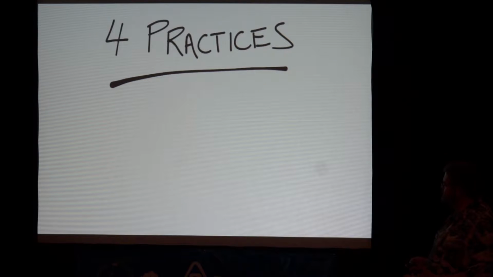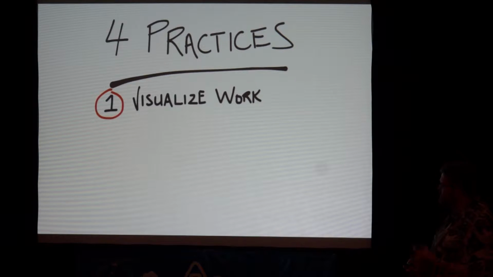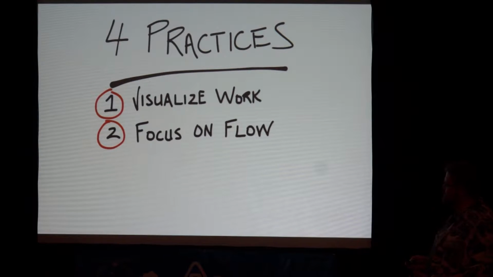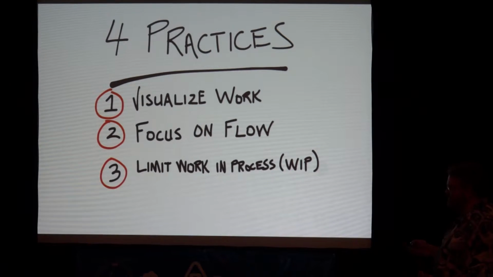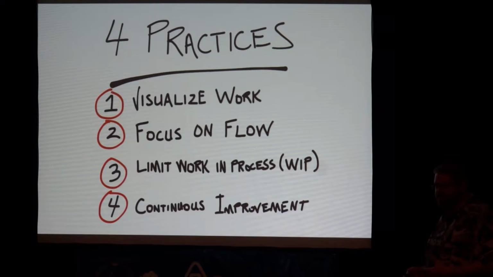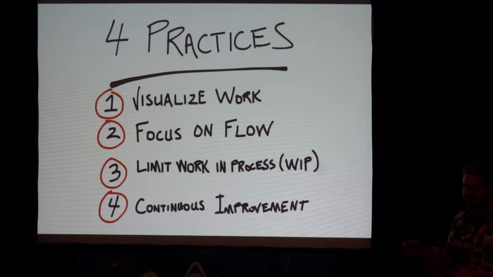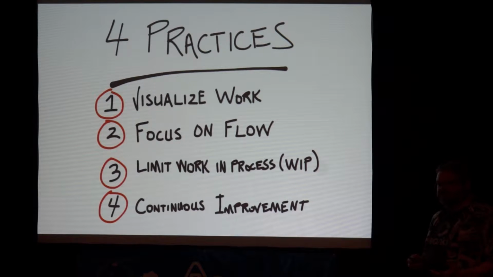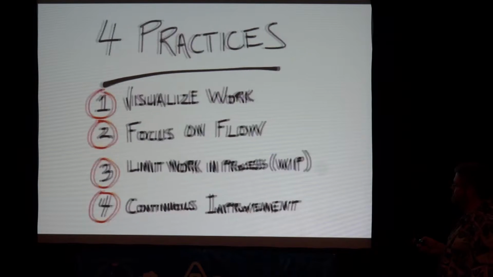The 4 practices of Kanban are real easy. The first is visualize work. So we've seen that already. We've got a board and cards that represent tasks that we need to do. The next is focus on flow, the flow of our work, limiting our work in process, and then pursuing continuous improvement. And all those kind of go together, like a pie. But those are the 4 things to do Kanban right, to get the most benefit and value out of it, that we need to focus on.